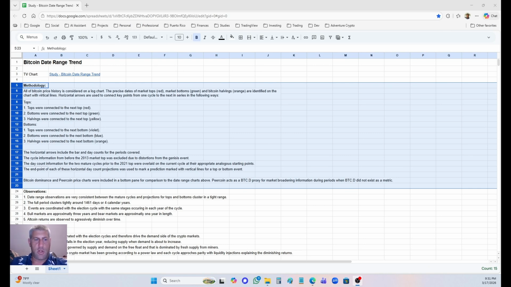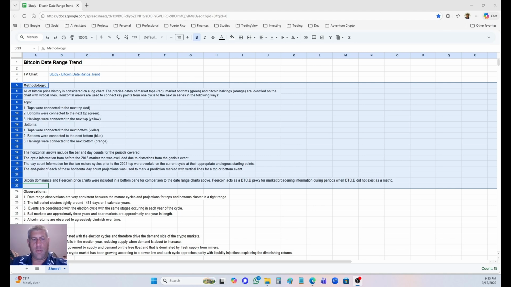The cycle information from before the 2013 market top was excluded due to distortions from the Genesis event. The day count information for the two mature cycles prior to the 2021 top were overlaid on the current cycle at their appropriate analogous starting points. These arrows are shaded, shown at the end of the chart. The end point of each of these horizontal day count projections was used to mark a prediction, marked with vertical lines for a top or bottom event.